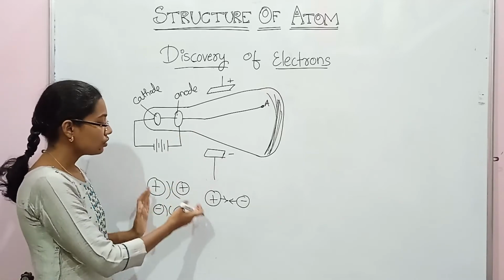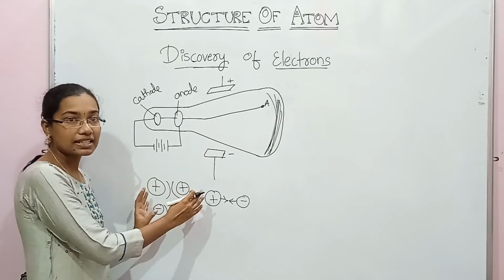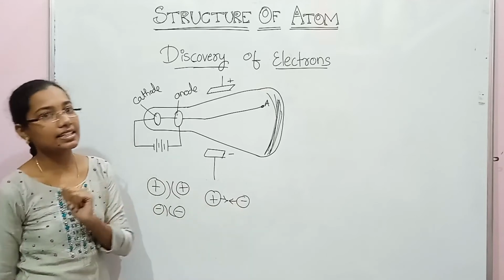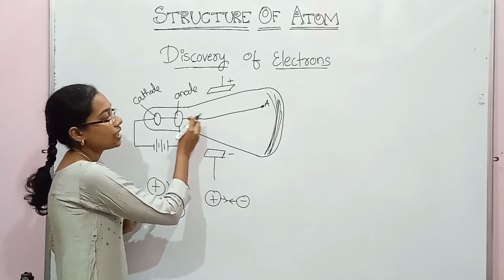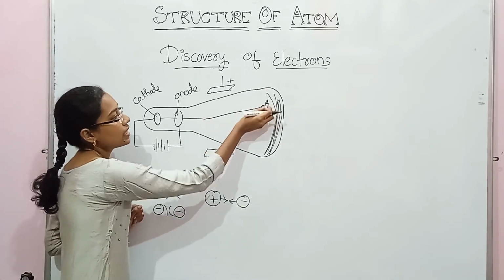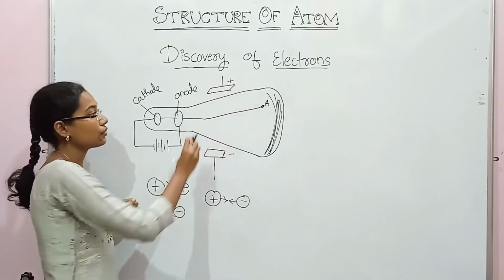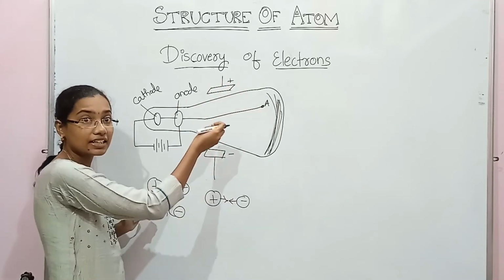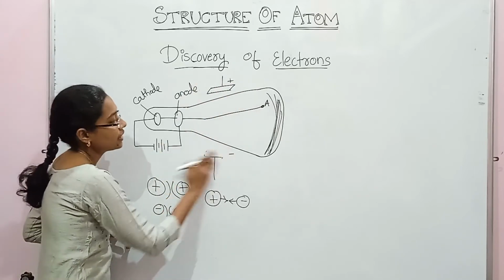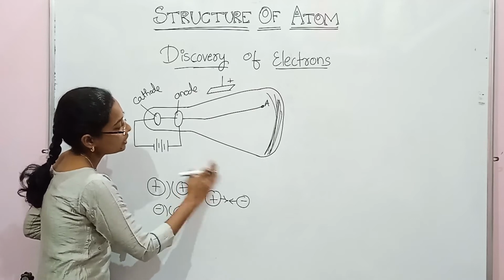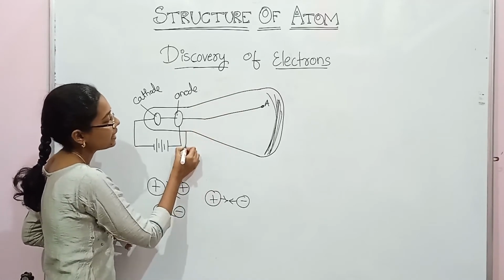Okay, now like charges repel each other and unlike charges attract each other. This is what we know. Now the rays started deflecting to the A, that is near to this positive charge. So they started deflecting towards the positive end. Okay, now what he did, he removed the electric field. Now he gave the magnetic field.